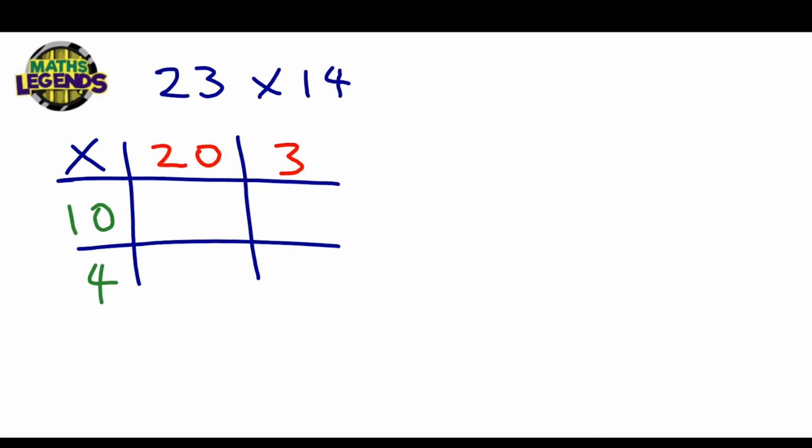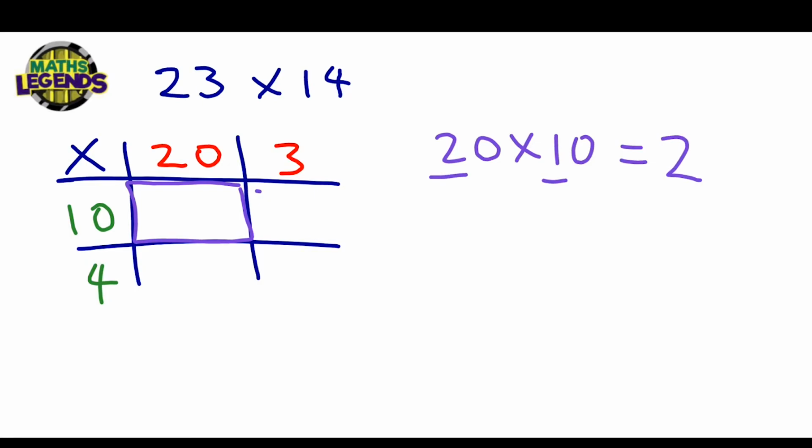Again, we go box by box and we calculate the multiple of the top and the left number. So for this box here, it's going to be 20 times 10. So here, we're going to multiply the numbers in front of the zeros. So the 2 and the 1. 2 times 1 is 2. And then we count the number of zeros. So we have 1 0 from the 20 and another 0 from the 10. So we have 2 zeros and we just put 2 zeros after it. So it's 200.